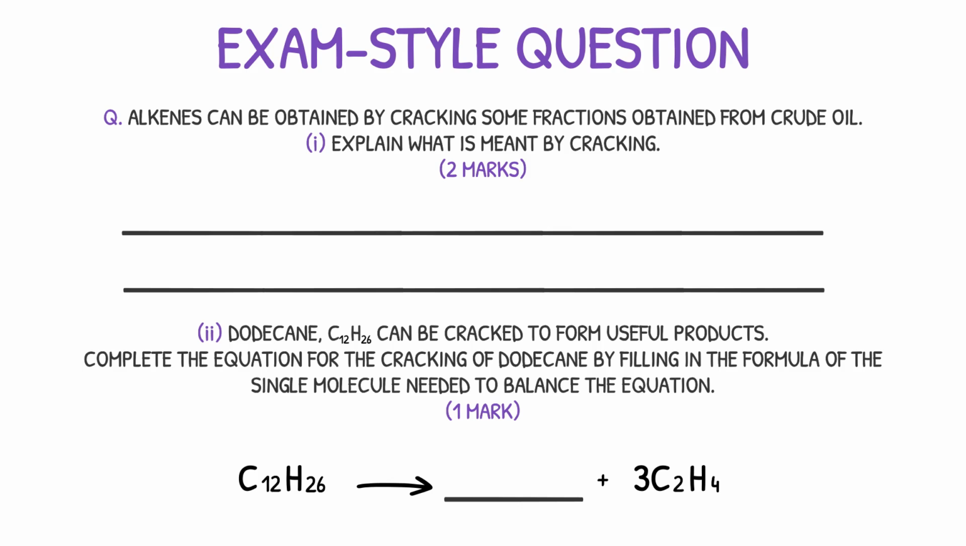Let's start by answering our first question. Alkenes can be obtained by cracking some fractions obtained from crude oil. Explain what is meant by cracking. A nice, easy question to get us started.